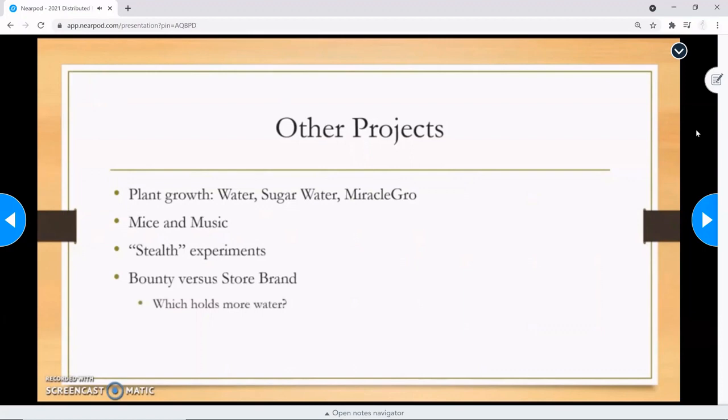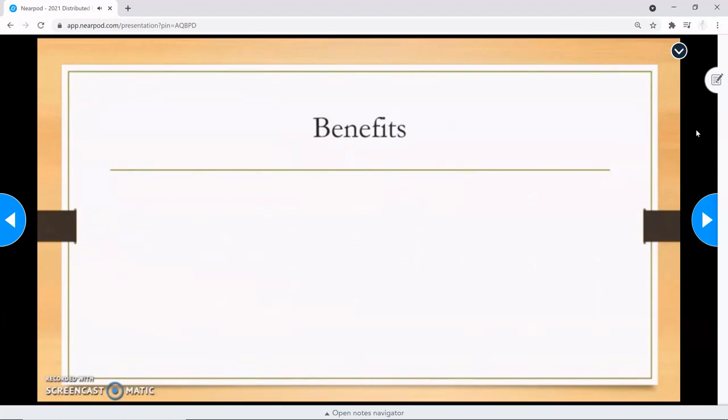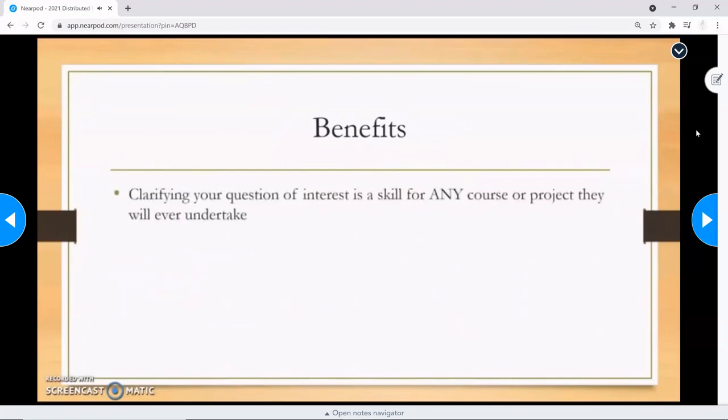And so what's the real question of interest here? Well, that leads to the benefits of doing a project like this. Doesn't really matter which one holds more water, although that was part of the experiment. The real question of interest in that one was, is it worthwhile to spend money on a name brand if the store brand performs just as well? So clarifying that question of interest is a skill they can take with them to any course that they take.